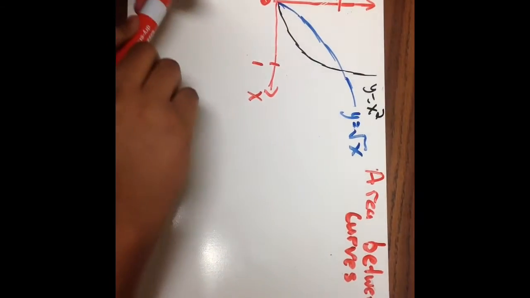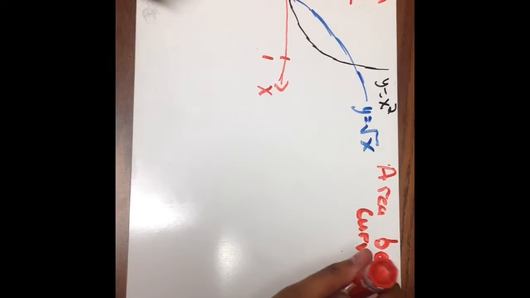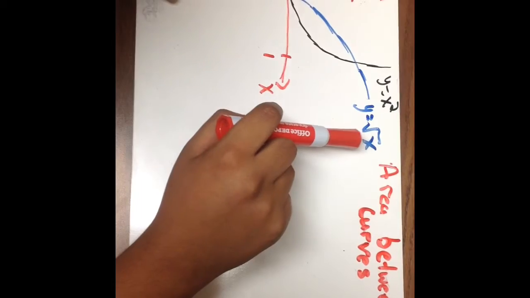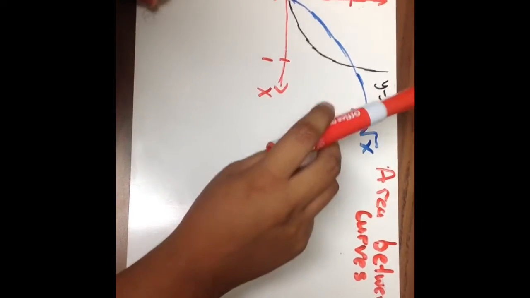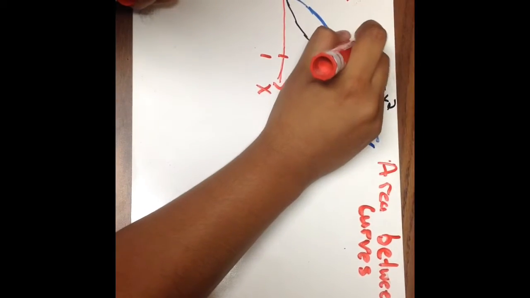So we're going to be going over the area between curves, and we have two graphs here. The blue one is y equals the square root of x, and the black one is y equals x squared. And they meet at (1, 1). So I should write that.